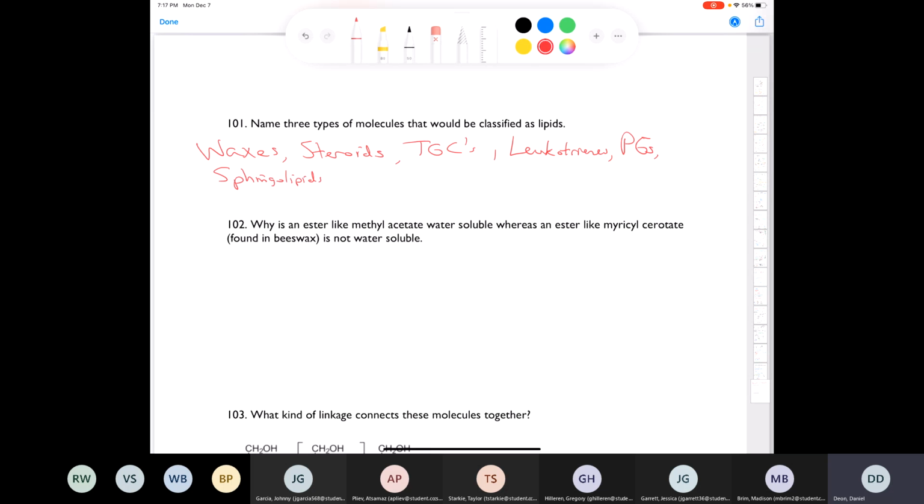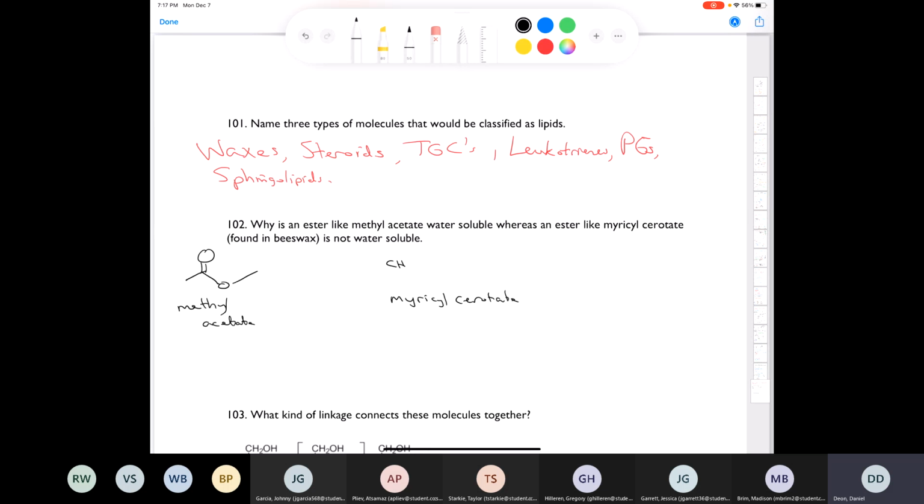Sphingolipids, right? Why is an ester like methyl acetate water soluble, whereas an ester like myrisyl cerotate down in beeswax not water soluble? Well, if you compare their structures, this would be methyl acetate. In myrisyl cerotate, you've got much longer chains.